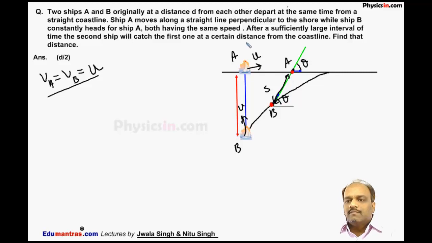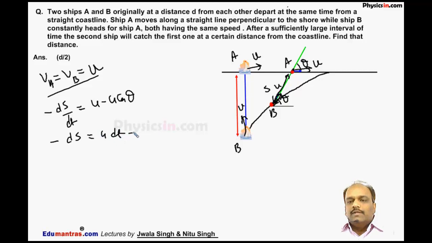This question is the same as the previous one. So this ship B is again moving with speed u. So the separation between these two, minus ds by dt, is u minus u cos theta. The separation between A and B is decreasing at a rate of u minus u cos theta. So I can say minus ds is equal to u dt minus u cos theta into dt.